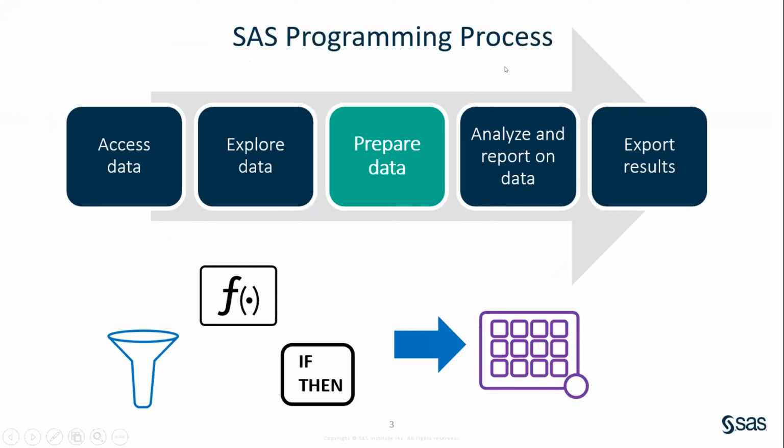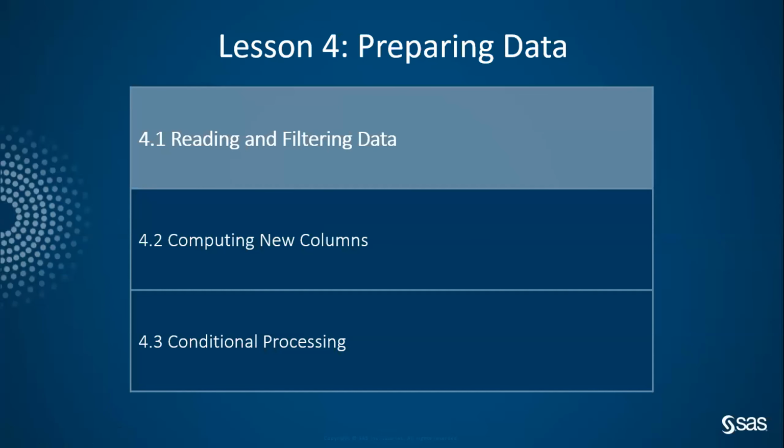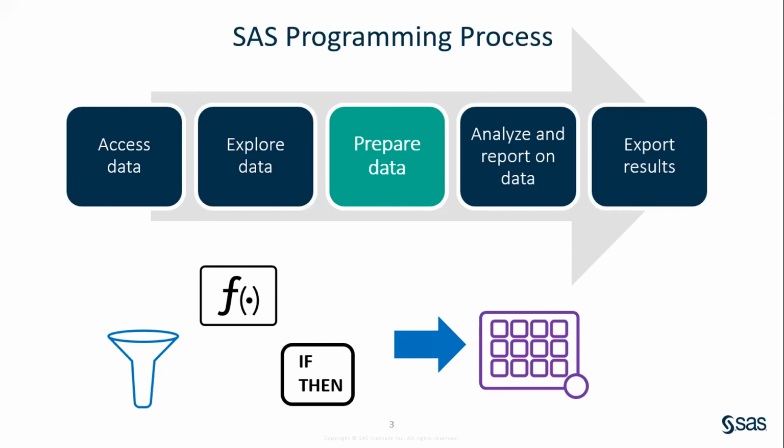So, we are going to start with preparing data, which consists of 3 topics: reading and filtering data, computing new columns, conditional processing. So, let's start to understand what is preparing data. Among your 5 steps of data processing with SAS programming, we have already learned accessing data, explore data. Now we are into the step of preparing data. So we'll be learning various things like how to implement functions, how to process your data conditionally so that you get the desired data, right?